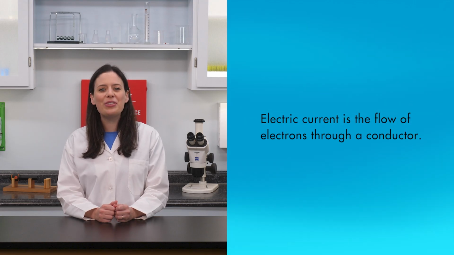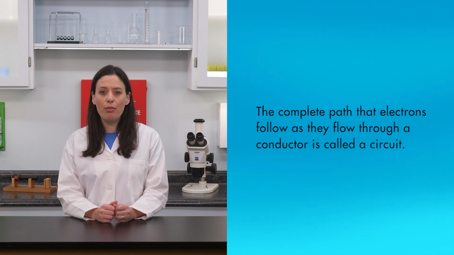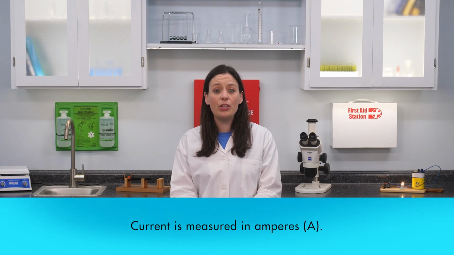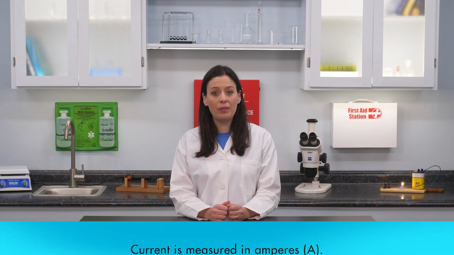Electric current is the flow of electrons through a conductor. The complete path that electrons follow as they flow through a conductor is called a circuit. Electric current is measured by determining the number of electrons that flow through a conductor in a given period of time. The unit of electric current is the ampere, or amp.